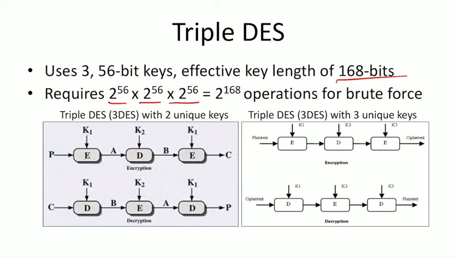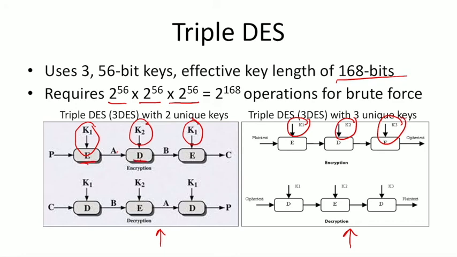Note that we can use either 2 unique keys or 3 unique keys, as you can see over here. This figure is using 2 unique keys for triple DES. This figure is using 3 unique keys for triple DES. So if we are using just 2 keys, what we do is we apply key 1, the result of that we apply key 2, and then the result of that we again apply key 1. And if we're using 3 different keys, then first we apply key 1, and the result of that encryption using key 1, we apply key 2, then the result of that we apply key 3, and so on.